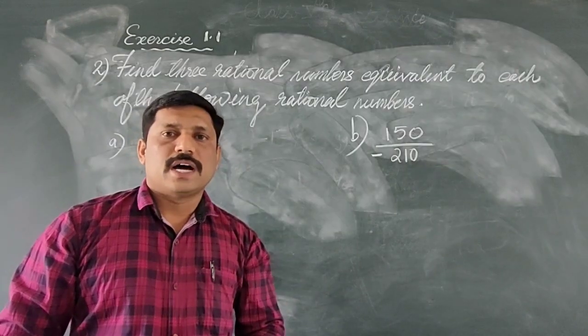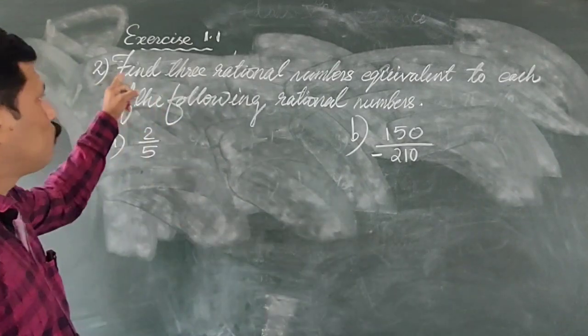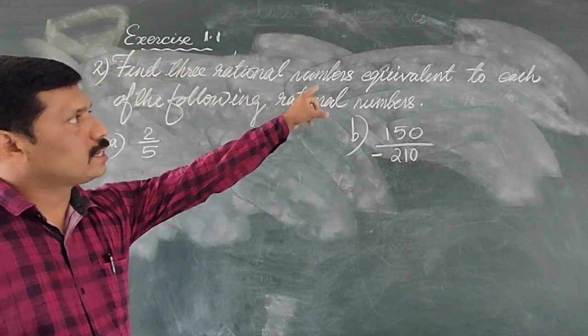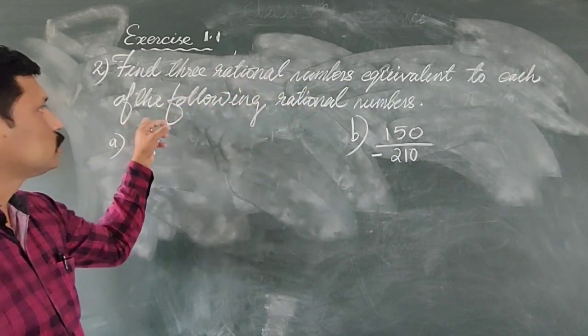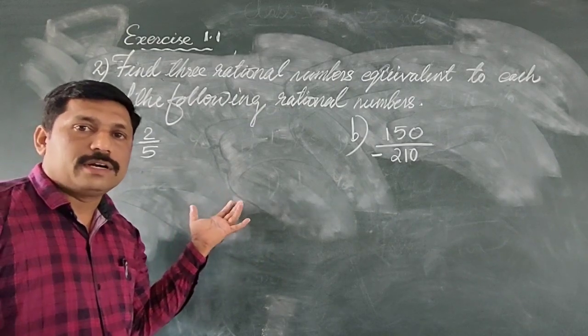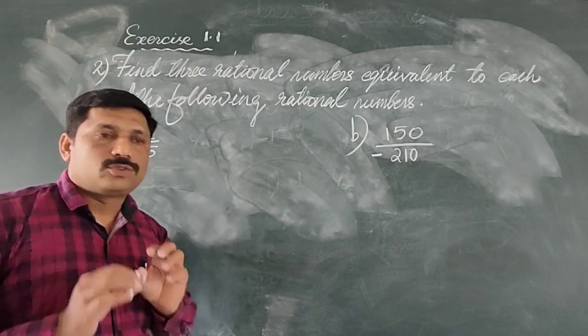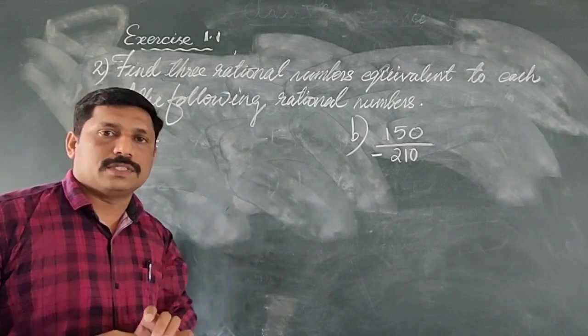Now let us move to the second question. The second question is, find 3 equivalent rational numbers to each of the following rational numbers. Here, some rational numbers are given. You have to find out 3 equivalent rational numbers for these given numbers.